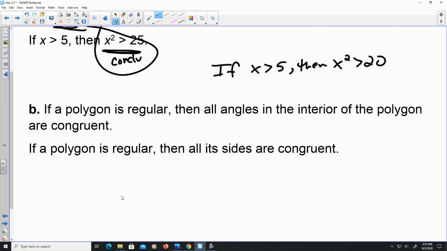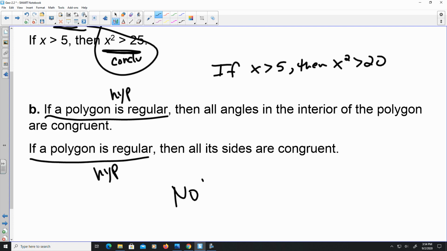Here, it says if a polygon is regular, then all angles in the interior of the polygon are congruent. If the polygon is regular, then all of its sides are congruent. Here's the problem with this one. The ones that are the same are "if the polygon is regular" and "if the polygon is regular." Since it's written first in the conditional statement, this is the hypothesis and this is also the hypothesis. It would have to be one of those statements we talked about where "polygon is regular" would have to be a conclusion for the law of syllogism to work, so it's not possible.